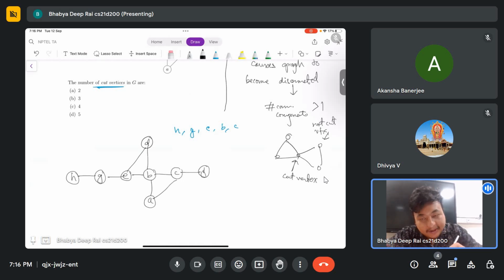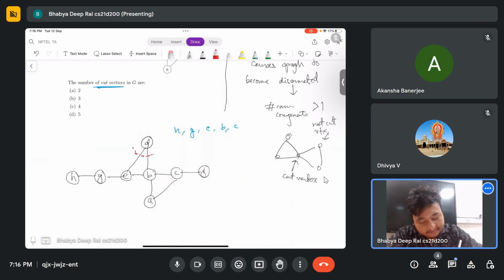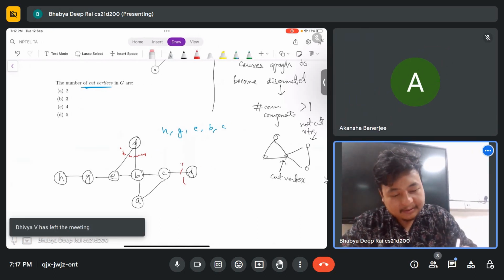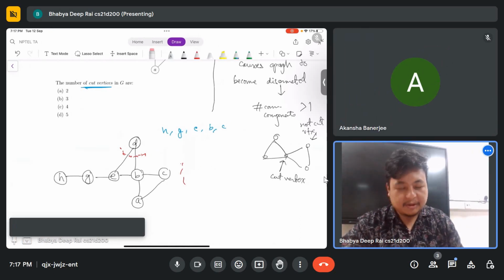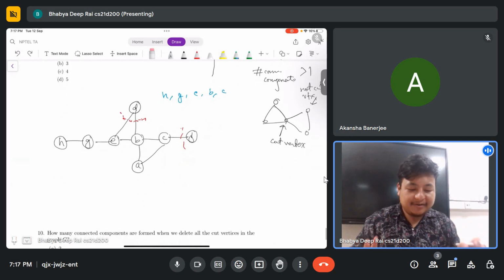Always imagine you are taking a pair of scissors and disconnecting it. If I disconnect this D, how many components will be left? If I delete this D, just one component. So D was not a cut vertex. If I remove F, how many components do I get? Just one component. So F and D are clearly not cut vertices.